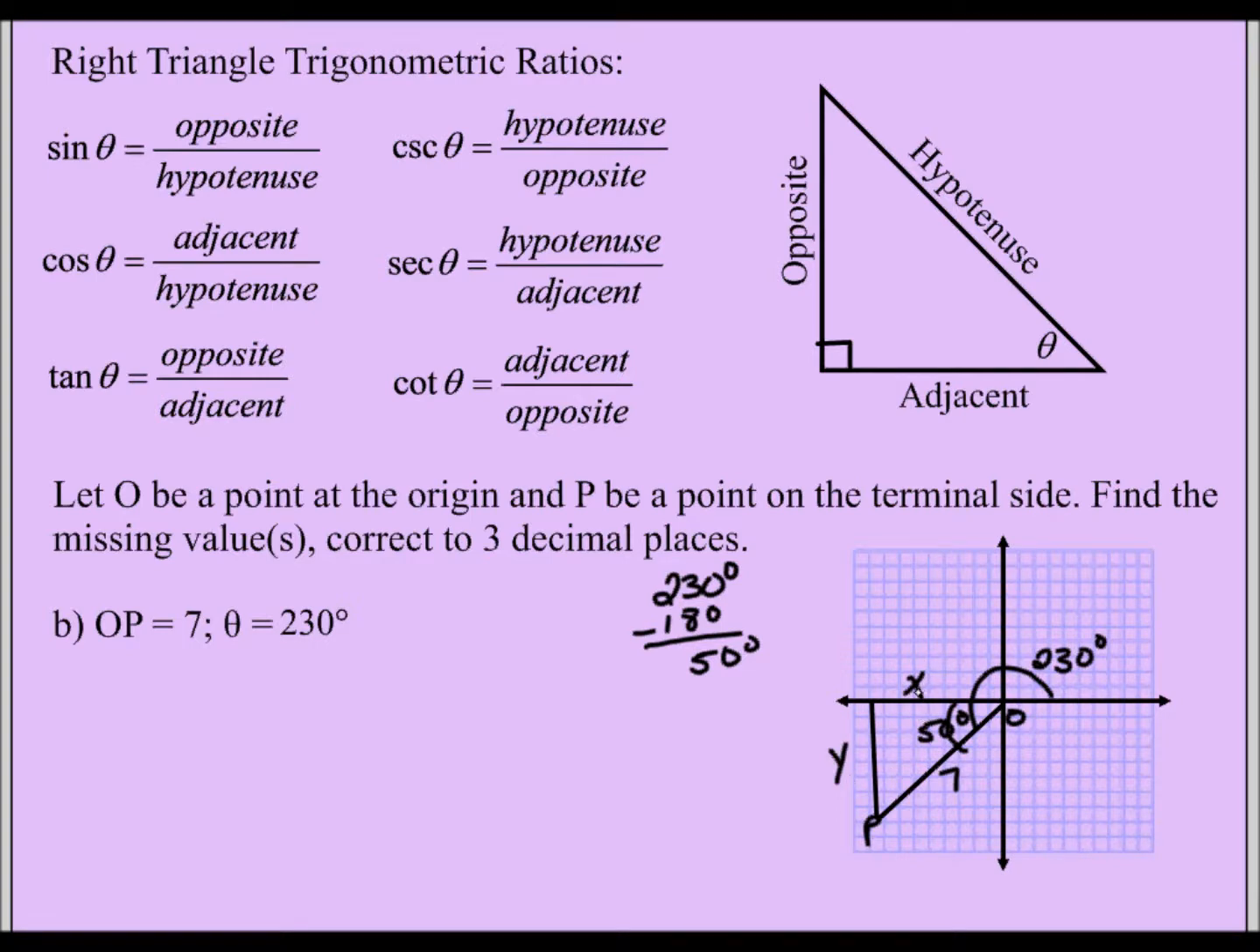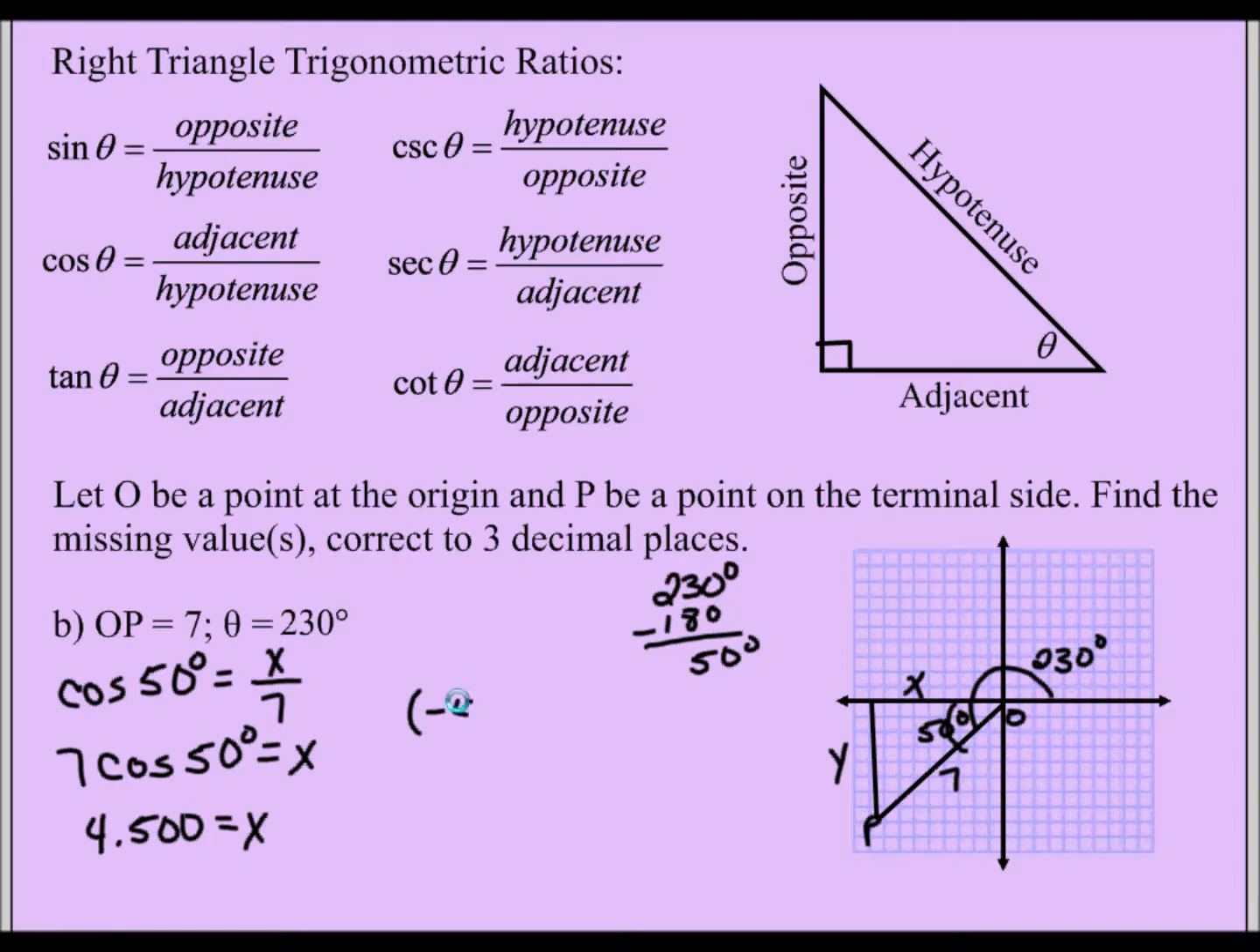Well, I'm going to find x first. x is adjacent to 50 degrees. So cosine theta is adjacent over hypotenuse. So I'm going to use cosine of 50 degrees equals adjacent, which in this case is x, over the hypotenuse, which is 7. I'm going to then multiply both sides by 7 and get 7 cosine of 50 degrees equals x. Plug that into my calculator. I get 4.500 equals x. Well, since x is in the third quadrant, that means it's got to be negative. So my x-coordinate is actually negative 4.500.